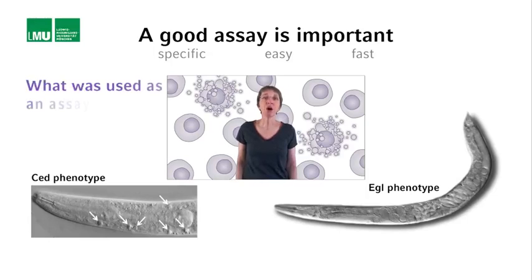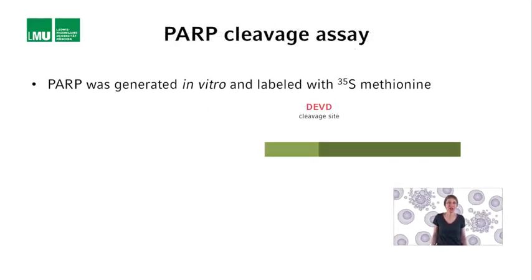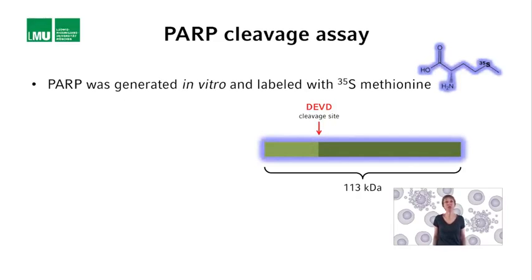What did the team around Donald Nicholson and Douglas Miller decide to use as an assay to identify the PARP cleavage enzyme? Of course, they used PARP cleavage. PARP was generated in vitro using a transcription translation system and radioactively labeled with S35 methionine so that small amounts of it could be detected by autoradiography. If a protein is radioactively labeled, you basically only need a tiny amount of it in order to see and follow it.